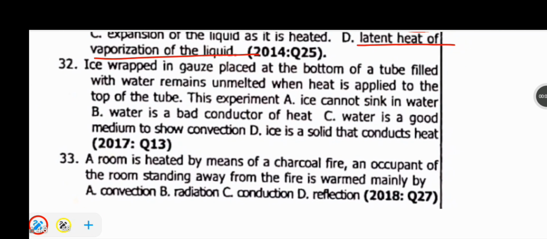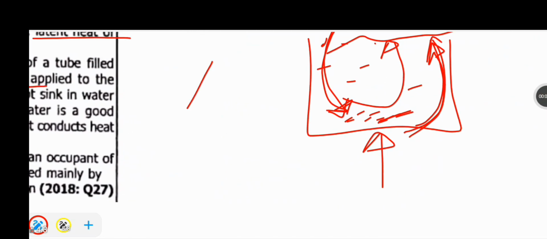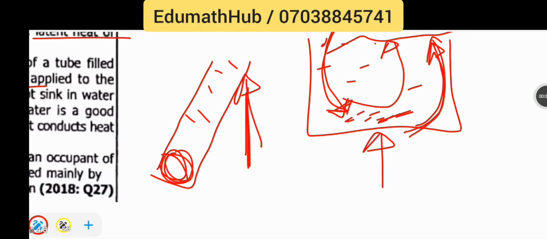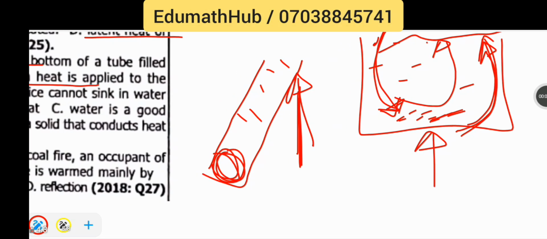Then number 32, ice wrapped in a gauze placed at the bottom of a tube filled with water remains unmelted when heat is applied to the top of the tube. Okay, so you're saying you have a tube like this, and there is ice here, there's water here, and you are heating this particular top. You are heating it maybe with a candle. This ice will remain unmelted. It will remain solid. Why?